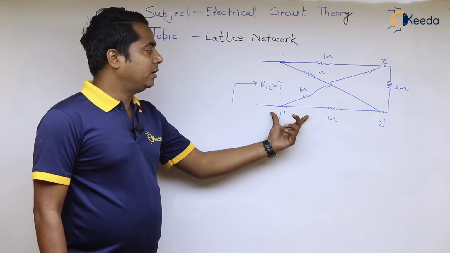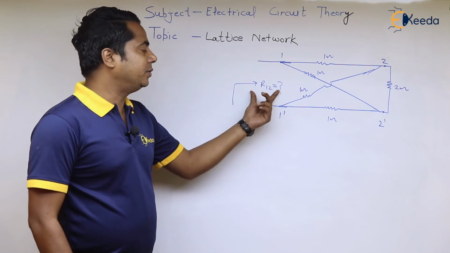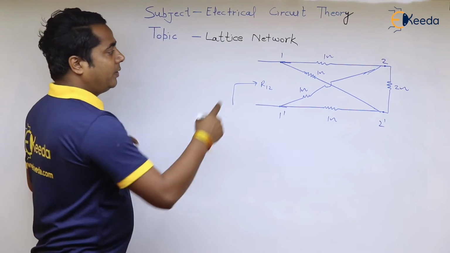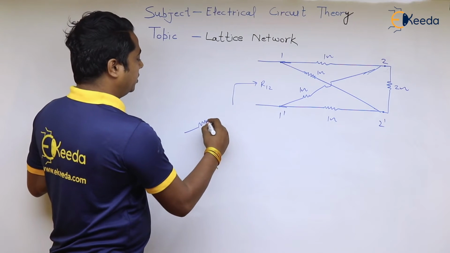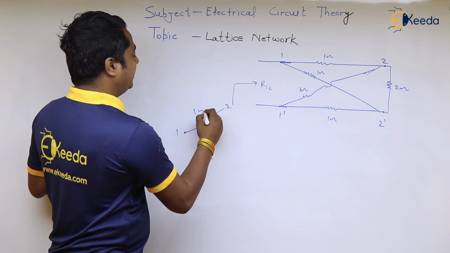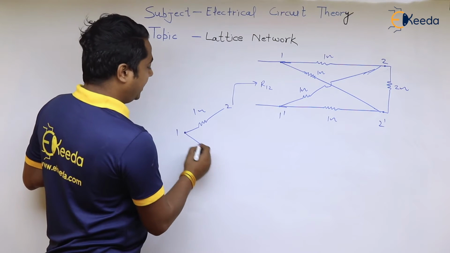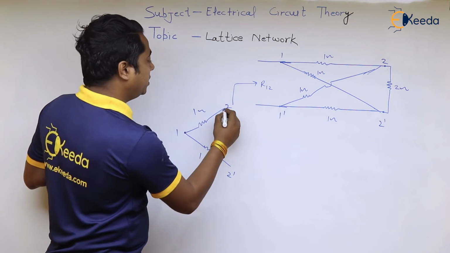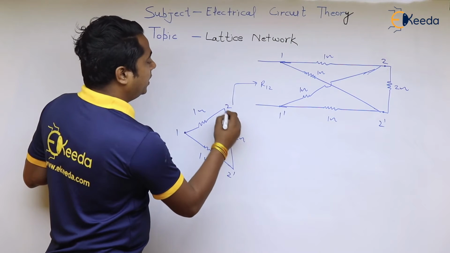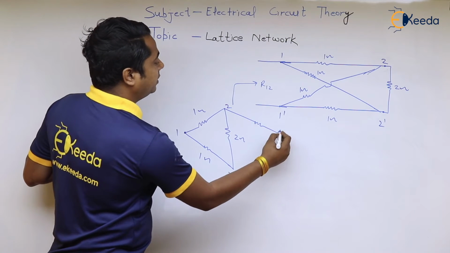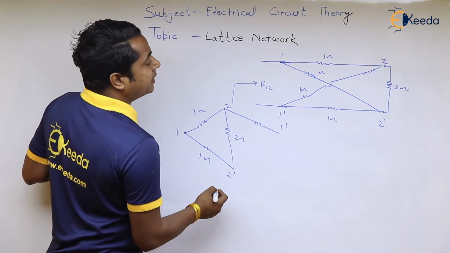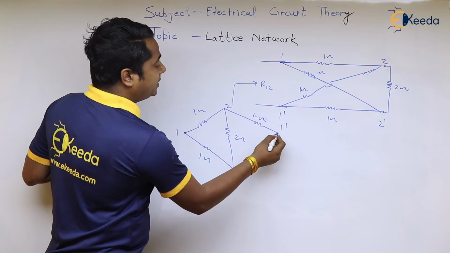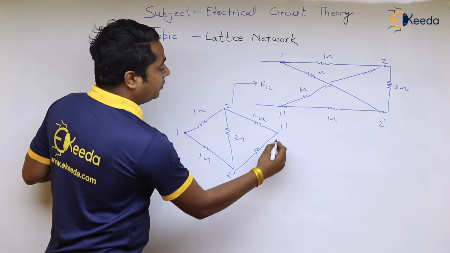In this question, we have to find out the value of R12. We have to elaborate this circuit. So 1 and 2 are connected with 1 ohm. 1 and 2 dash are connected with 1 ohm. And 2 and 2 dash are connected with 2 ohm. 2 and 1 dash are connected with 1 ohm, and 1 dash and 2 dash are connected with 1 ohm.